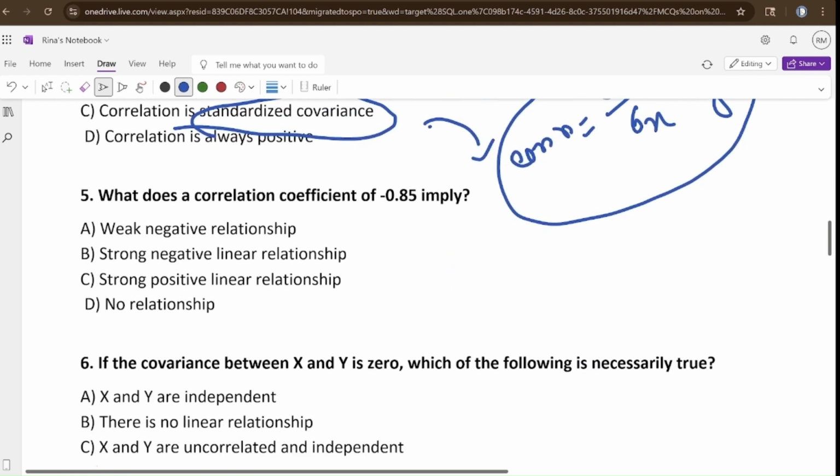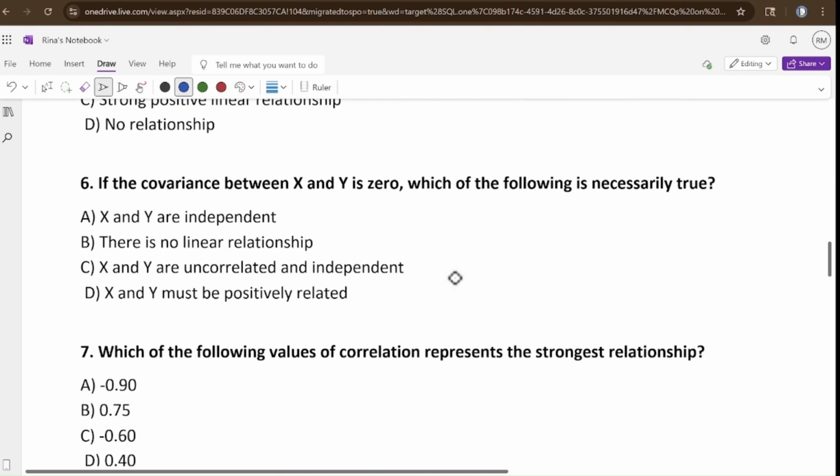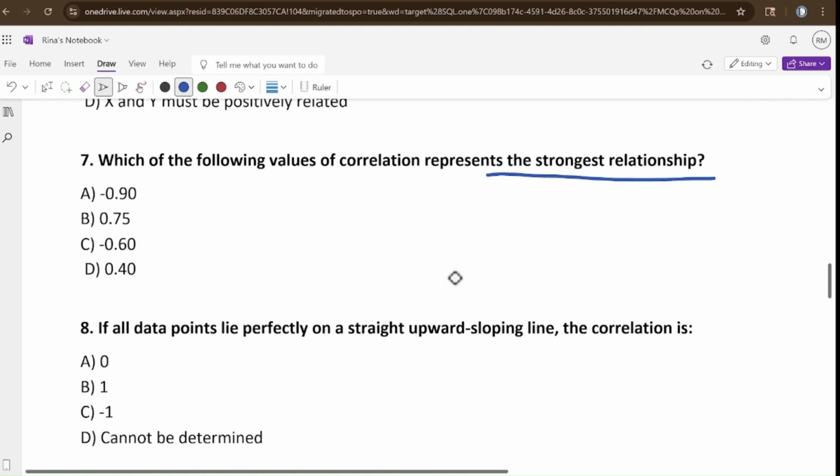Now, what does a correlation coefficient of -0.85 mean? Just now we have discussed. Minus means negative, and 0.85 is large, so we can say this is strongly negative. If the covariance between x and y is 0, which of the following is true? 0 means no relationship. They are not related, they are neutral.